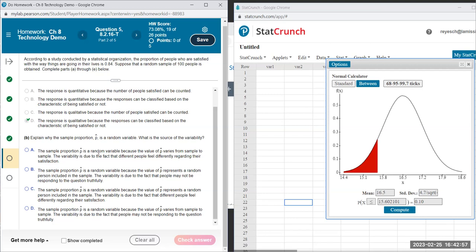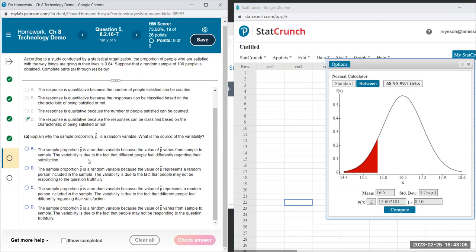The sample proportion is a random variable because p hat varies from sample to sample, and the variability is due to the fact that different people feel differently regarding their satisfaction. True. Here, the variability is due to the fact that people may not respond to the question truthfully. No. Here, the variability is due to the fact that different people feel differently regarding their satisfaction. Okay, that's the same thing as A.